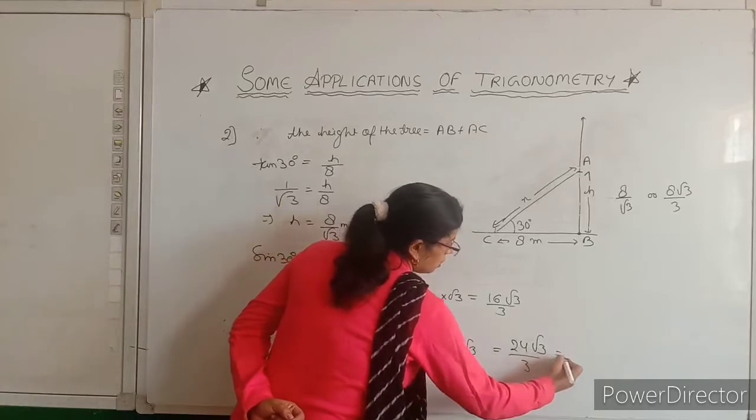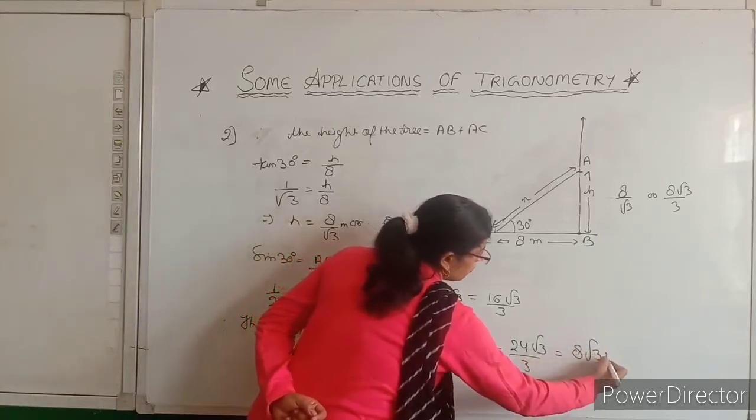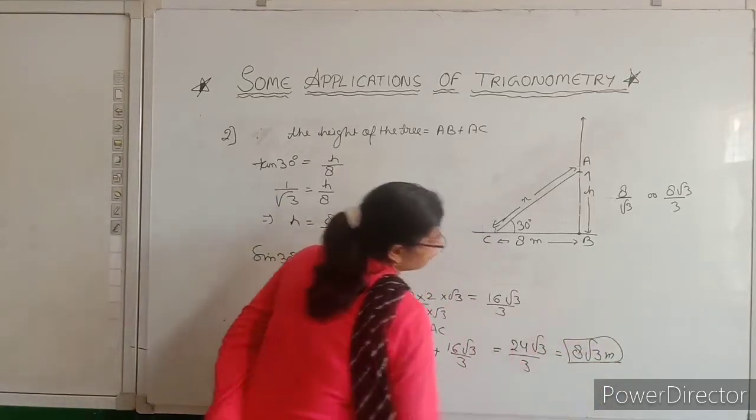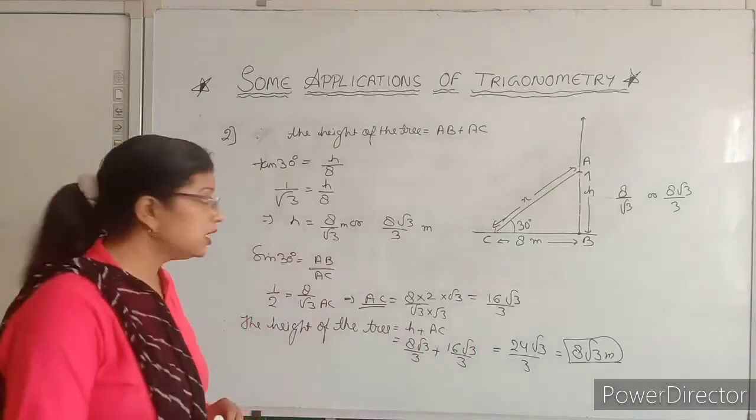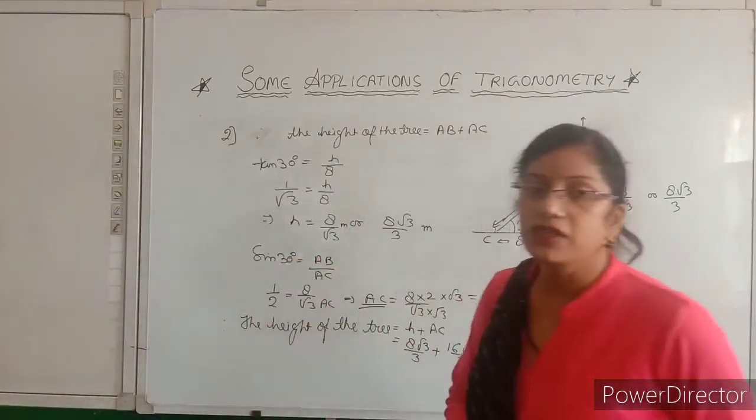So 3 8s are 24, 8 root 3 meters. So this is the height of the tree, 8 root 3 meters. So this is our second question.